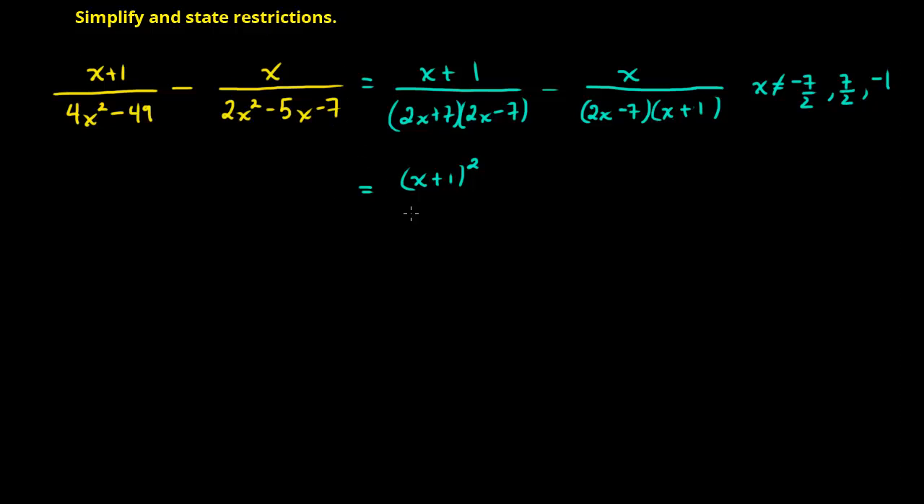Now in the denominator, I'll have (2x + 7)(2x − 7) times (x + 1).